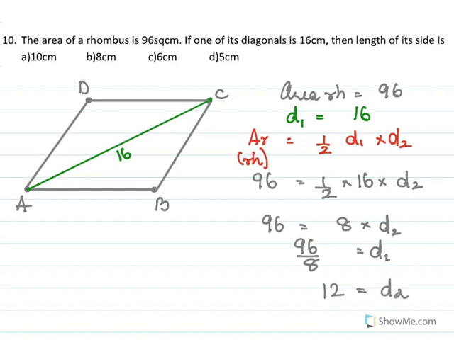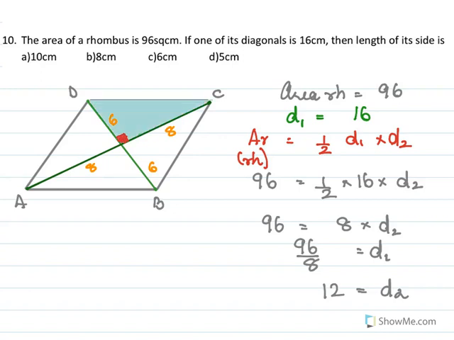Let's draw the next diagonal. Here is the other diagonal, and this diagonal is 12, which means this would be 6 and this would be 6. So once again, here we have the diagonal is 12, so this is 6 and 6. And here earlier we saw this whole diagonal AC is 16, so this is 8 and 8. And in the rhombus, we have 90 degrees. So we have a right angle triangle. We'll now use Pythagoras theorem in this right angle triangle.